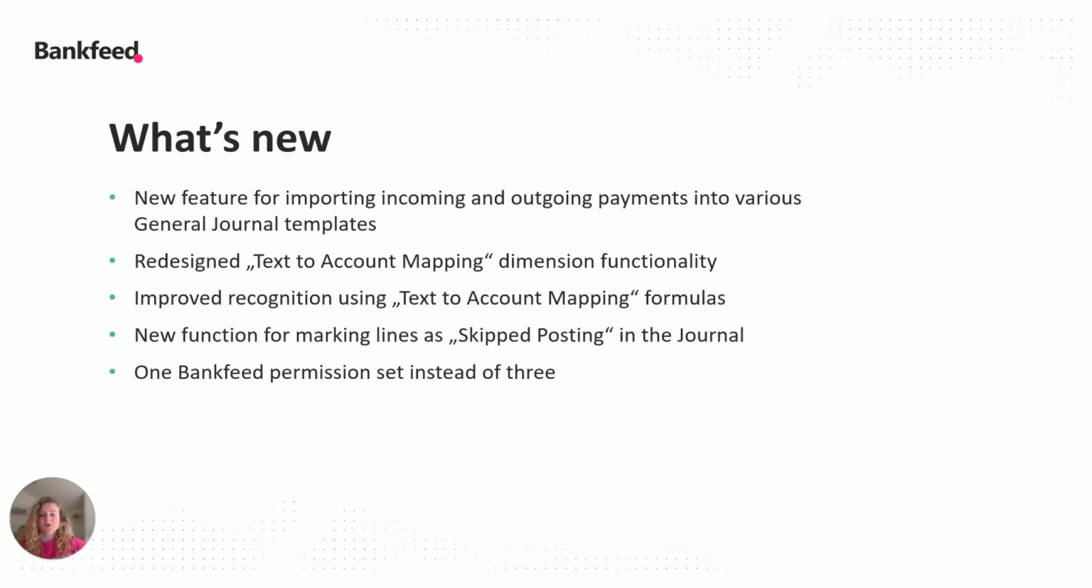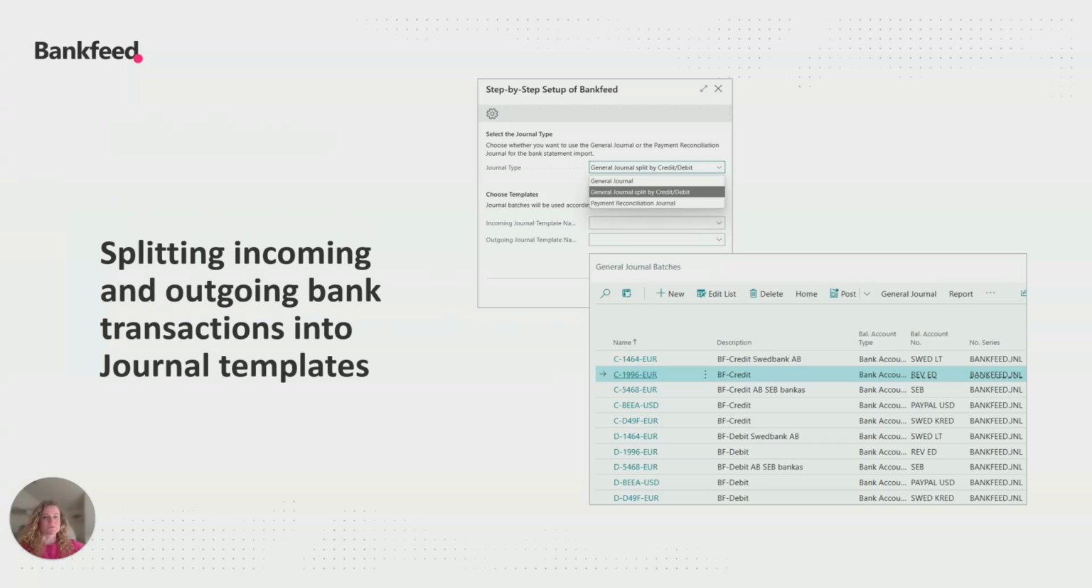In this new version, we introduce a new feature for importing incoming and outgoing payments into various general journal templates. We also redesigned text-to-account mapping dimension functionality, improved recognition using text-to-account mapping formulas, added a new function in the journal for you to be able to mark lines as skip posting, and gathered all Bankfeed permission sets into one permission set. So let's just start with the first one, splitting incoming and outgoing bank transactions into journal templates.